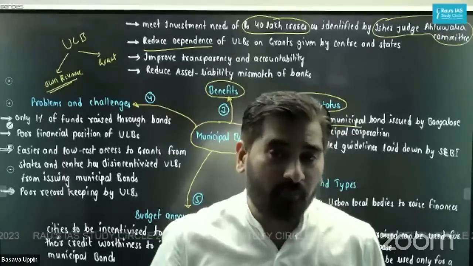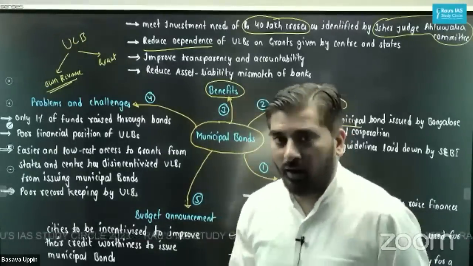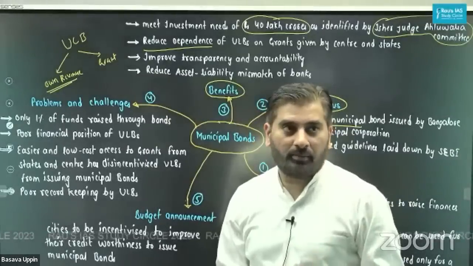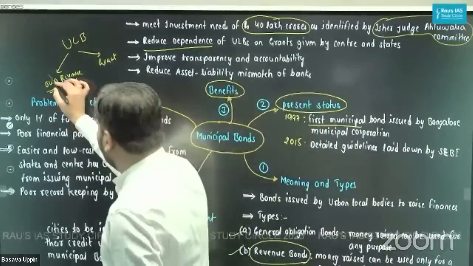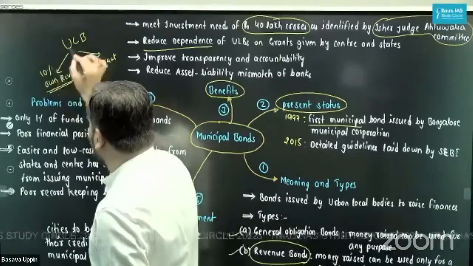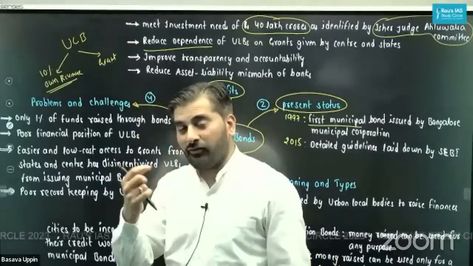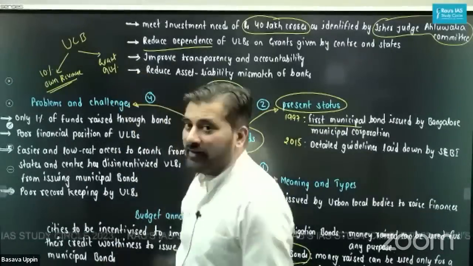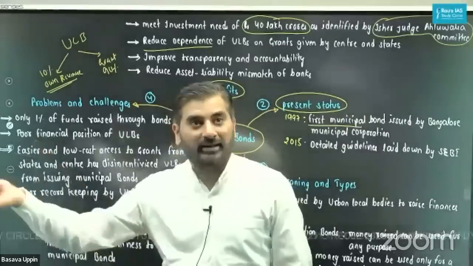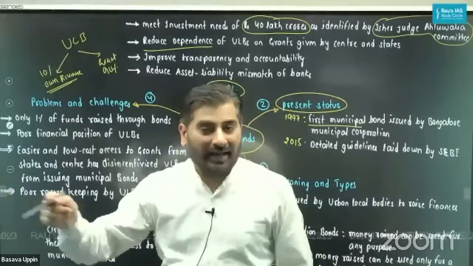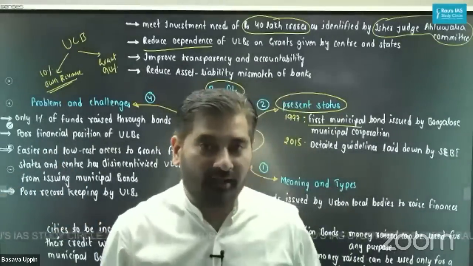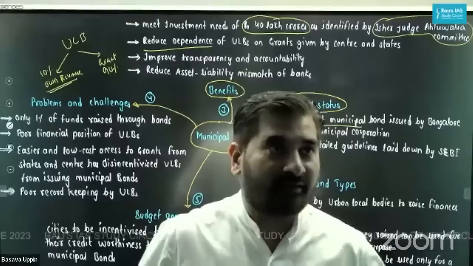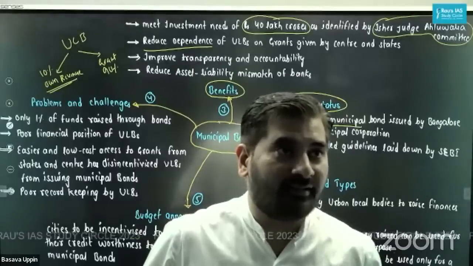But the biggest problem right now, as identified by the Second ARC report, that is the Administrative Reforms Commission, is that only 10% of the money which the urban local bodies get is from their own sources. 90% of the money which they get is in the form of grants. From where? From the center and state government. So can I say that urban local bodies are even today not financially sustainable? They're still dependent upon the grants of the center and states.